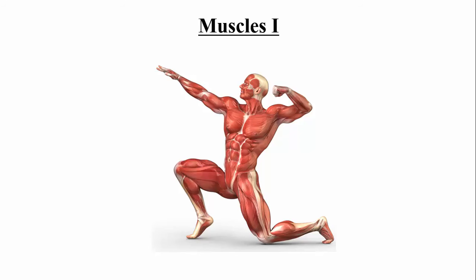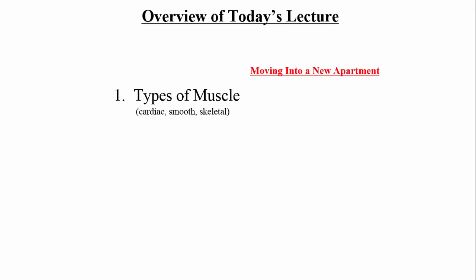In today's lecture, we're going to discuss muscles. There's four parts to today's lecture. In the first part, we want to discuss the different types of muscles: cardiac, smooth, and skeletal. If we make an analogy, if we talk about moving into an apartment, the types of muscles would be like if you were going to give someone a tour of the rooms in your apartment.